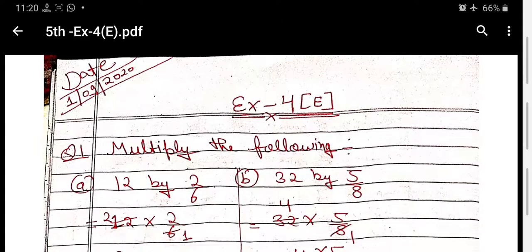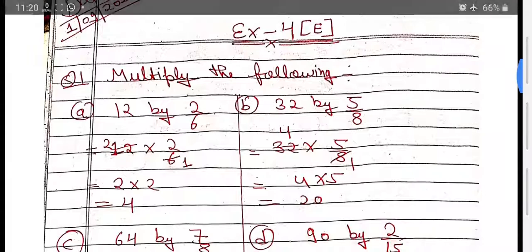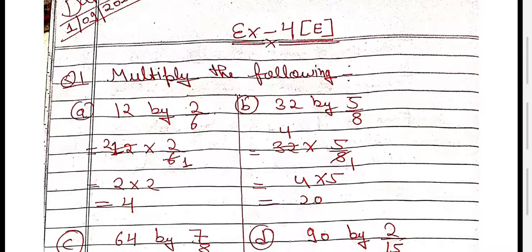Good morning, students. In this video I am going to solve your new exercise, that is exercise 4e. So what is the first question? First question, multiply the following. You have to multiply 12 by 2 by 6.